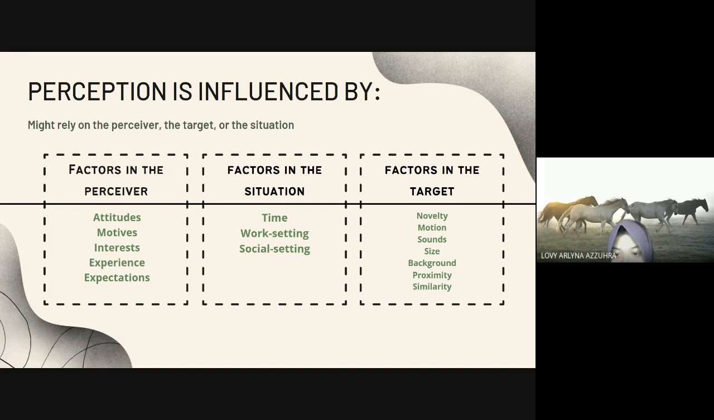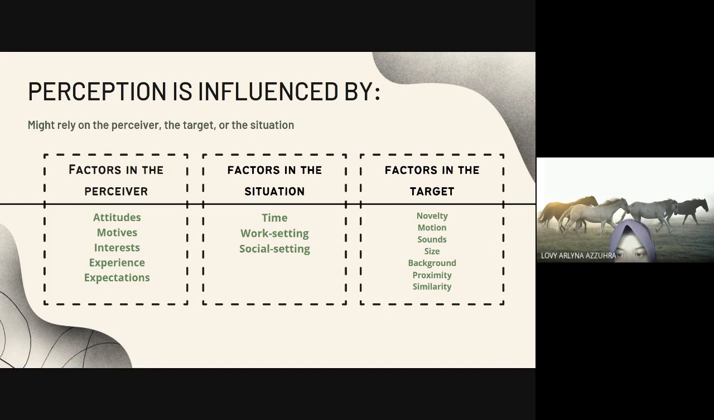Okay, the first one is the factors that reside in the perceiver, the second one is the situation, and the third one is the target. The first one is the perceiver. When you look at a target, your interpretation of what you see is influenced by your personal characteristics, such as attitudes, motives, interests, experience, and expectations. So in some ways, we can say that we just see what we want to see and hear what we want to hear. It's not because it's the truth, but sometimes because it just confirms our thinking.